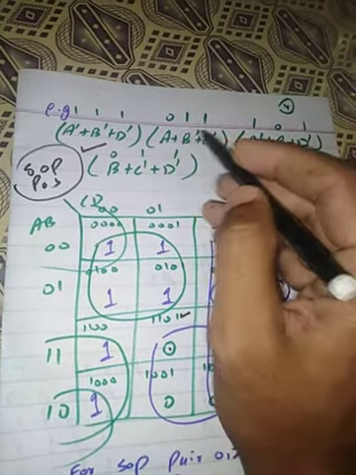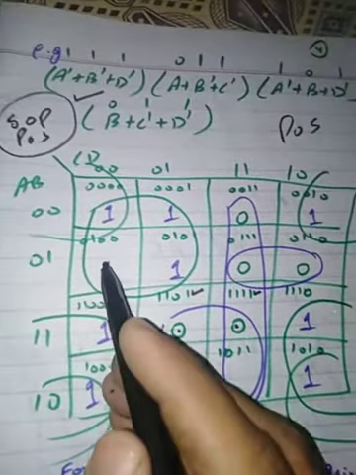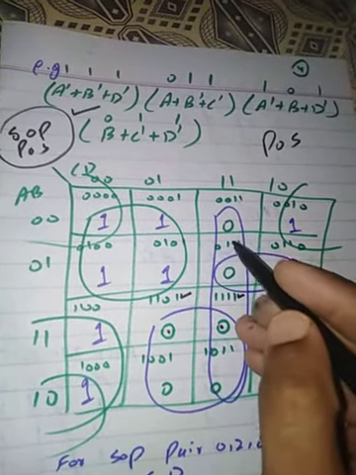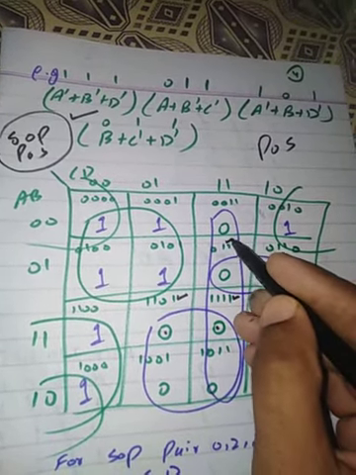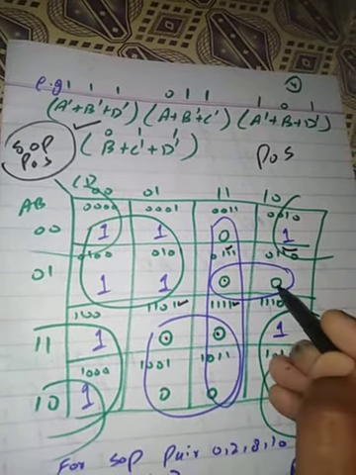So 0, 1 and C is 1, where A is 0 and B is 1. A is 0 and B is 1 in this whole row, and C is 1. Look at C is 1 here and C is 1 here. Now put 0 on these positions.